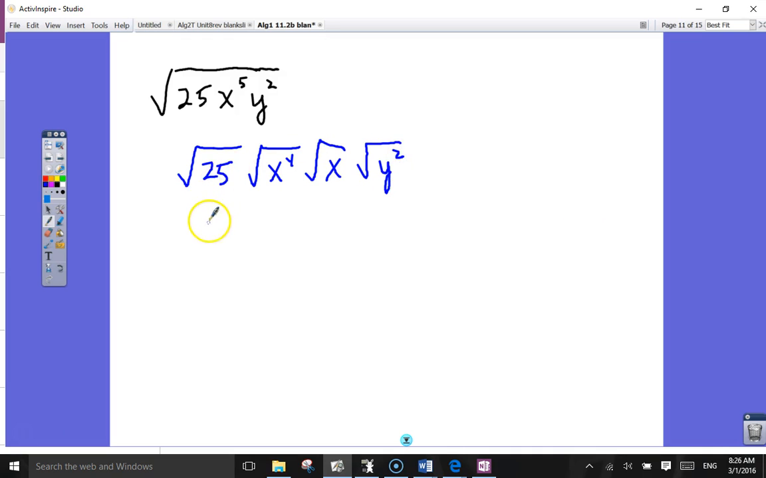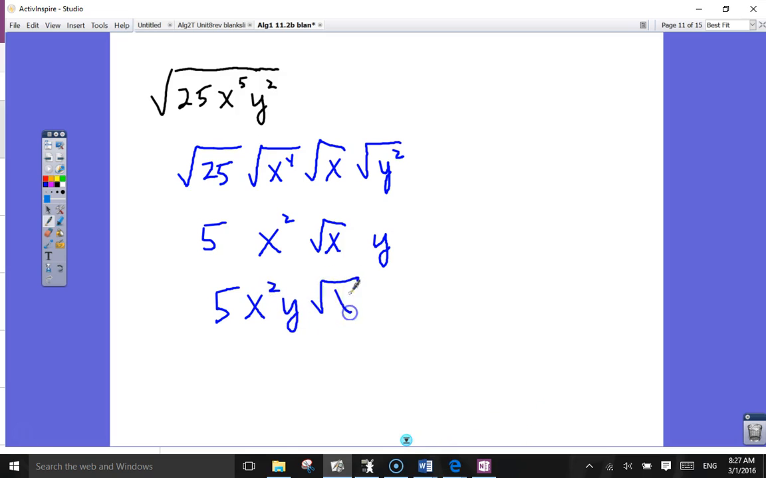Okay, what's the square root of 25? 5. The square root of x to the 4th? X squared. The square root of x we can't simplify, and the square root of y squared is y. So then just move everything in front of the radical. 5x squared y times the square root of x.